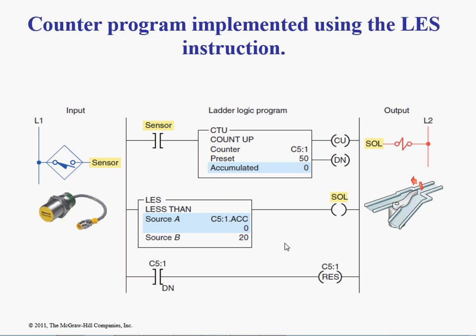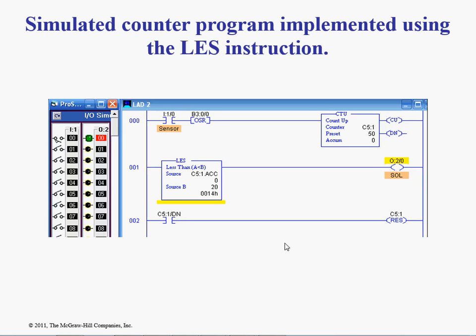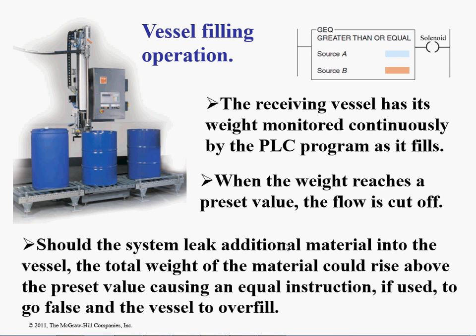Here are some less than statements. We can compare counters also. You can compare whatever you want to. Here's a vessel filling operation. The receiving vessel has its weight monitored by the PLC. When the weight reaches a preset value, the flow is cut off. Should the system leak additional material into the vessel, the total weight of the material could rise above the preset value, causing an equal instruction, if used, to go false and the vessel to overfill.